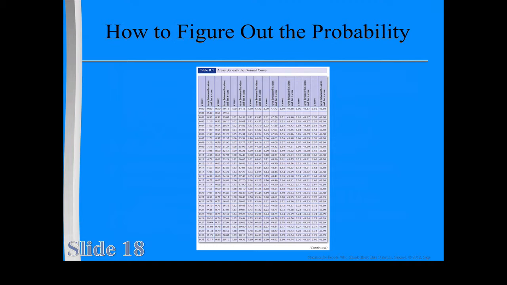Table B.1, which is found in the back of the text, will be available in almost any statistics book. It's too small here to read, so we'll just skip over this.